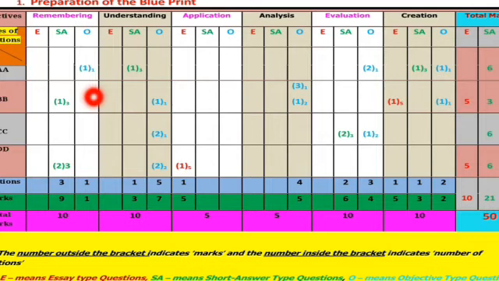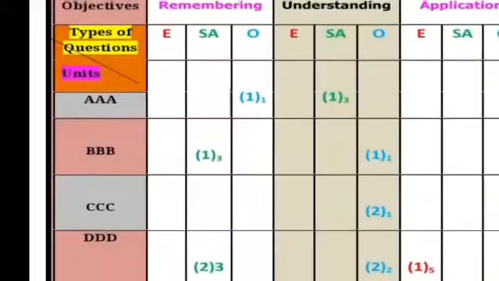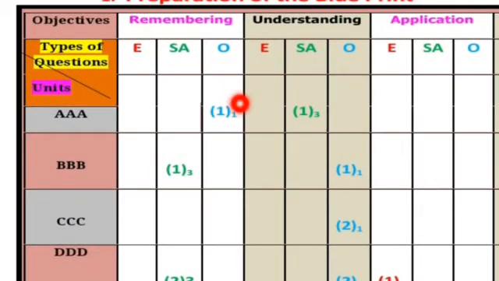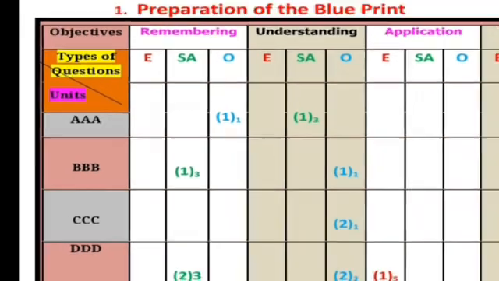Remember, the number which is indicated inside the bracket is what? It is the number of questions. Remember, it is the number of questions, 1 question, and the digit outside the bracket is what? It is the marks. So 1 question with 1 mark, 1 question of 3 marks. Clear?